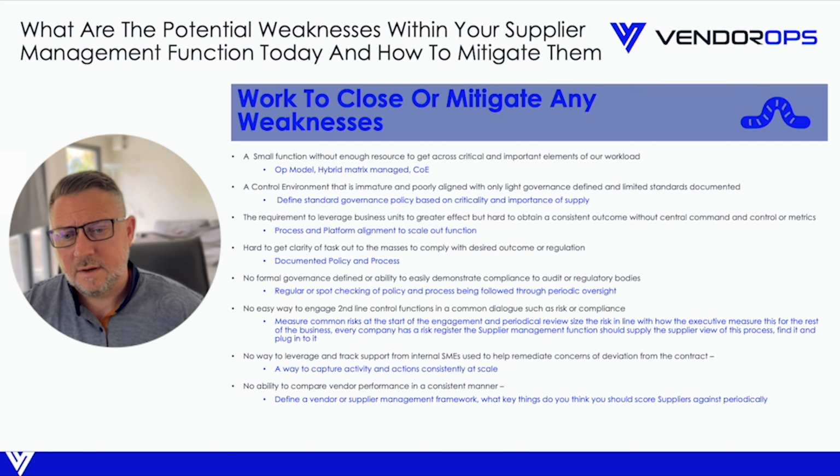There's no ability to compare vendor performance in a consistent manner. So define a vendor or supplier management framework. Define a consistent way of what you would call performance, starting with just 4 categories that might be financial performance, contractual performance, performance against risk, performance against standards. You need that consistent framework, however complex or however basic, to score one supplier against the other.